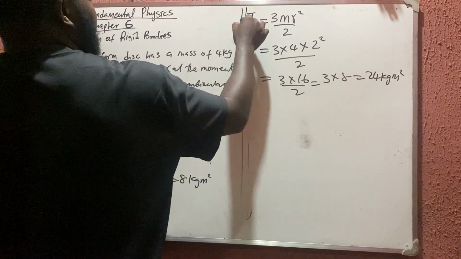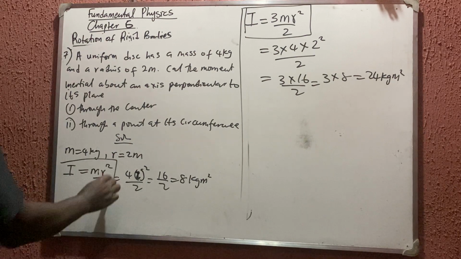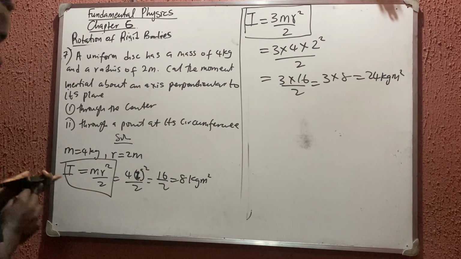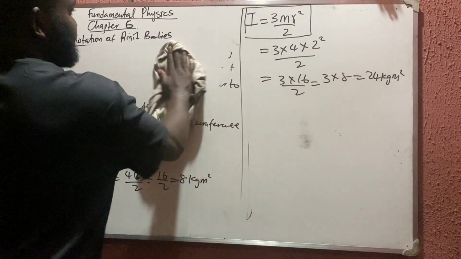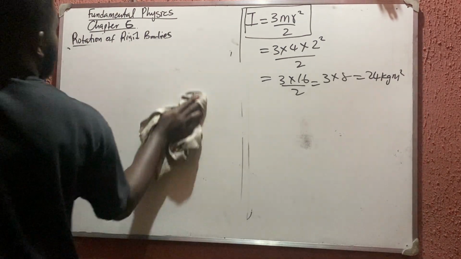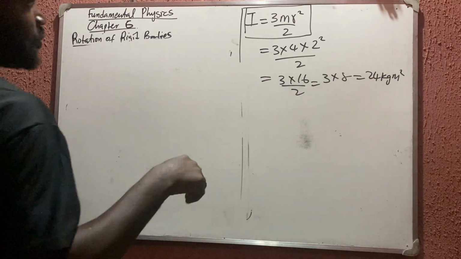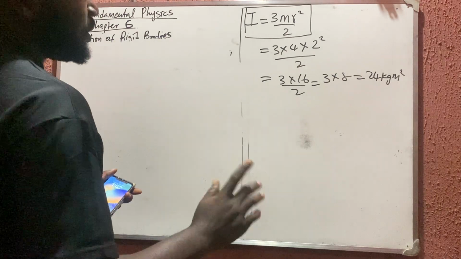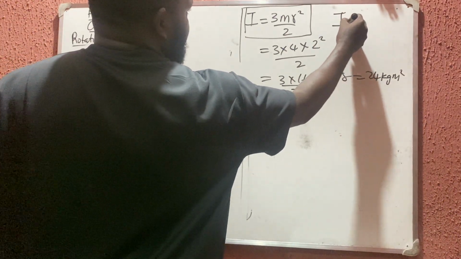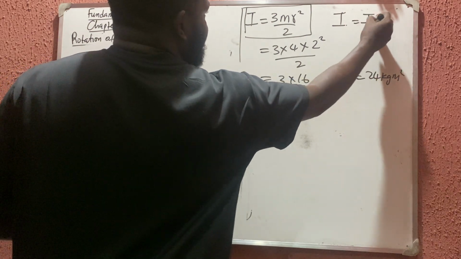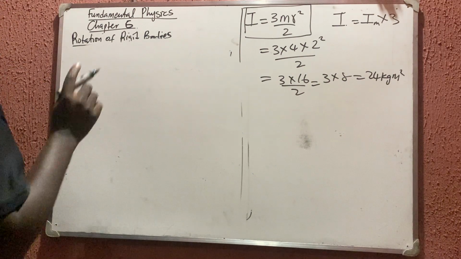So about a particular point on the circumference, use this, but for the middle, we use this. So don't forget the formula, please. Or you say after getting about the middle, you multiply by 3. So it will be easier for you. So moment of inertia about any particular point is equal to the one about the middle times 3. So don't forget that.